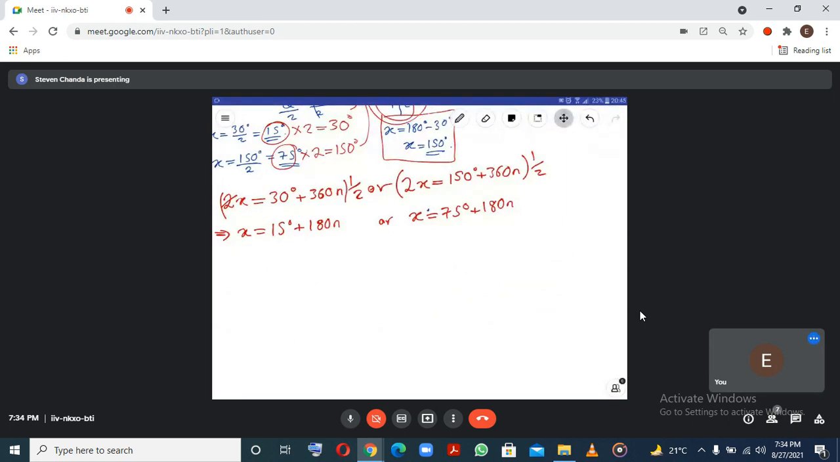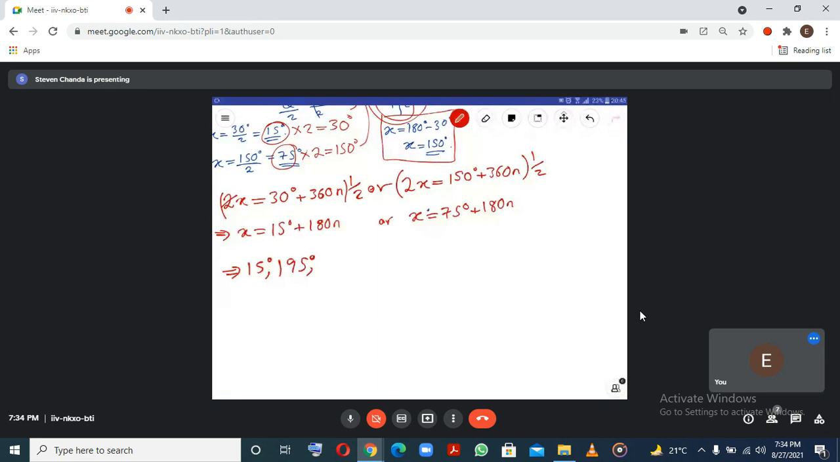So to find the first angle, let's make n to be 0. N being 0 means we are having 15 degrees. When n is 1, we are having 180 times 1 plus 15. That's 195, isn't it? That's the answer that our friend told us she found. Yes.